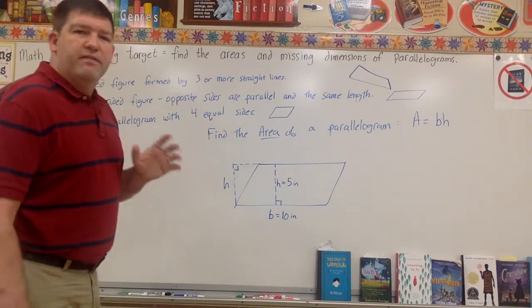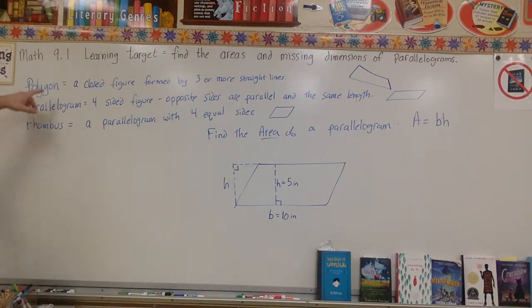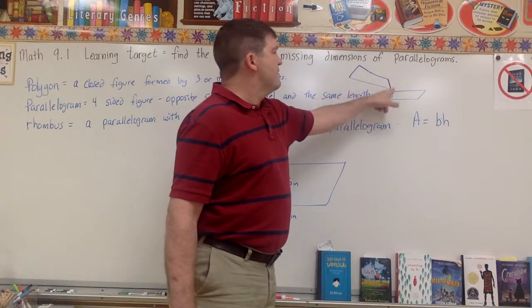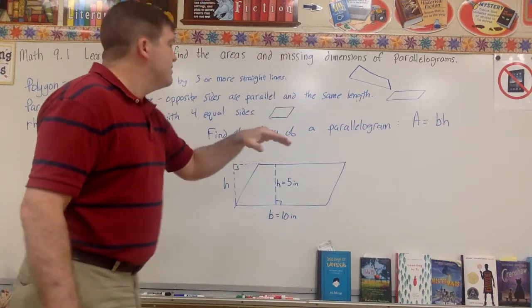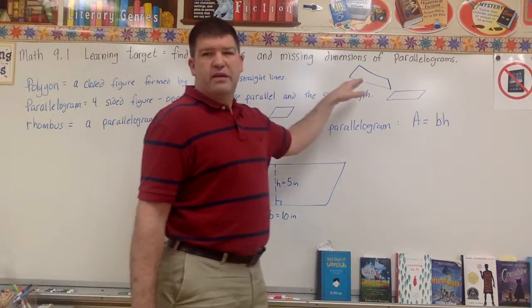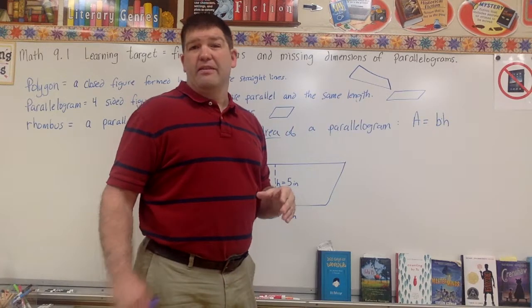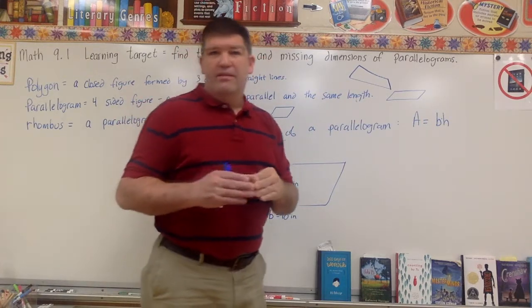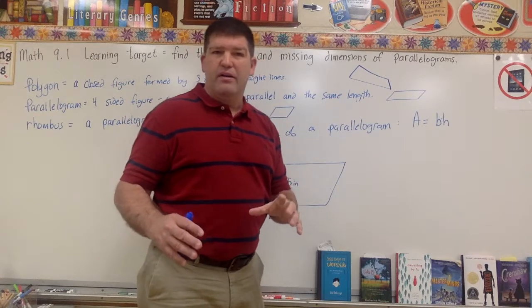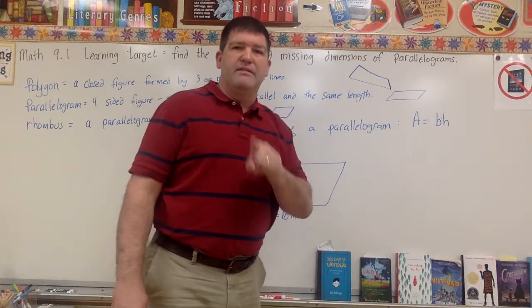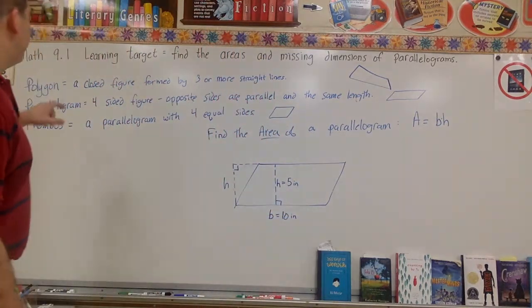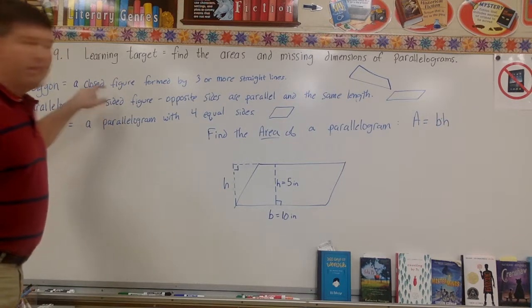Before we do that, I want to give a few definitions. Okay, here we go. We have a polygon. A polygon is a closed figure, which means all the sides connect. Closed figures you can't get in. It's closed, and it's formed by three or more straight lines. If a polygon is three lines, we know it's a triangle. If it's four equal sides, it could be a square. But a polygon is anything that has three or more sides that are closed, and they have to be straight lines.